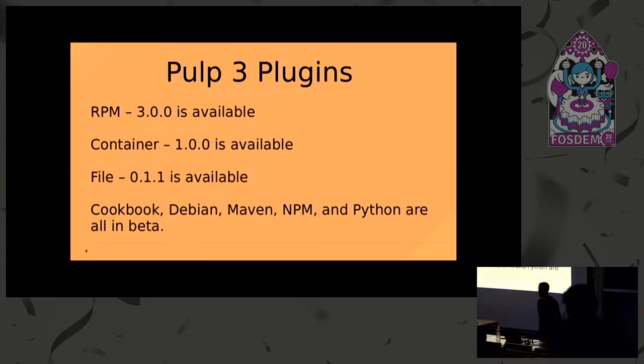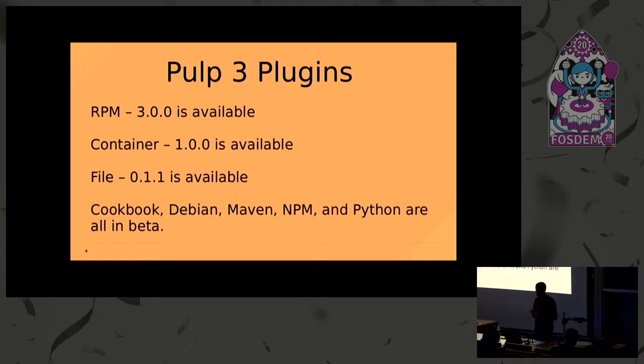Pulp 3.0 became GA earlier this year. We actually released 3.1 recently. And with the release of 3.0, we had multiple plugins that went GA: the RPM plugin, the container plugin, which used to be called the Docker plugin in Pulp 2, and the file plugin, which used to be part of the RPM plugin. It was the ISO content type there.